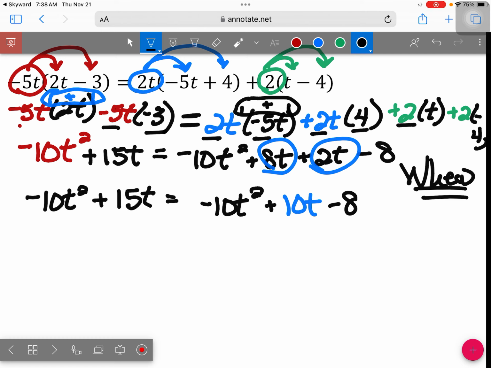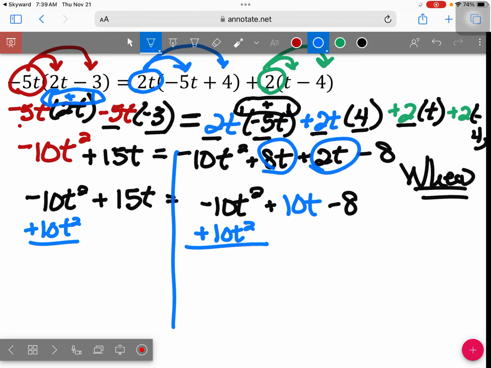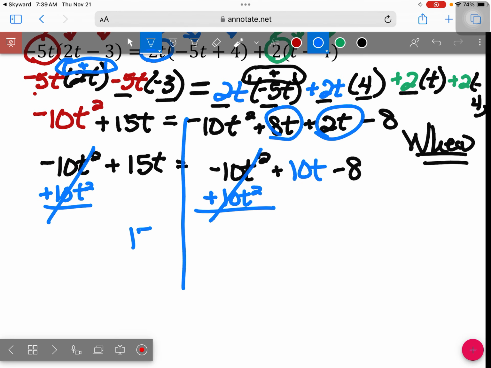All right, so I need to get these terms. I've got t squared over here and t squared over here. I need to move it so they're on the same side. So what can I do to move this over here? Add it. Yes. So let's add 10t squared, and make sure it's on the opposite side of that equal sign. These cancel out. So I have 15t equals 10t minus 8.